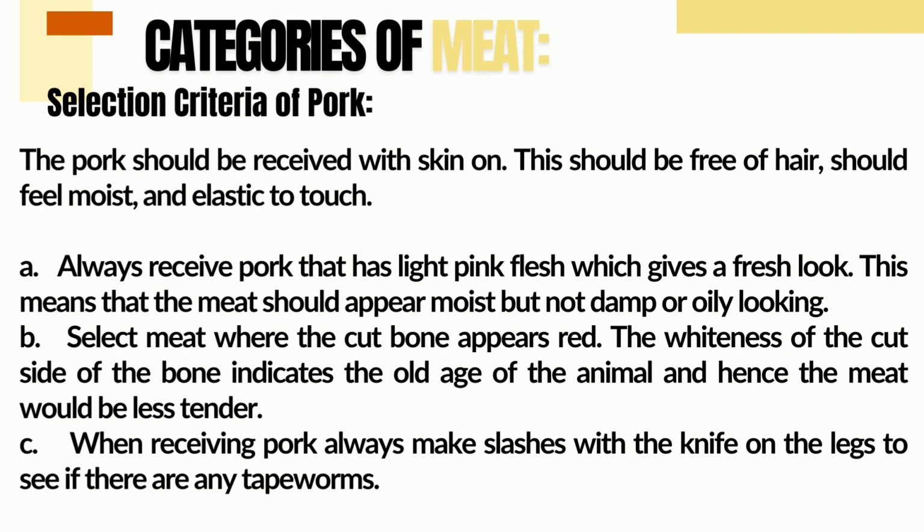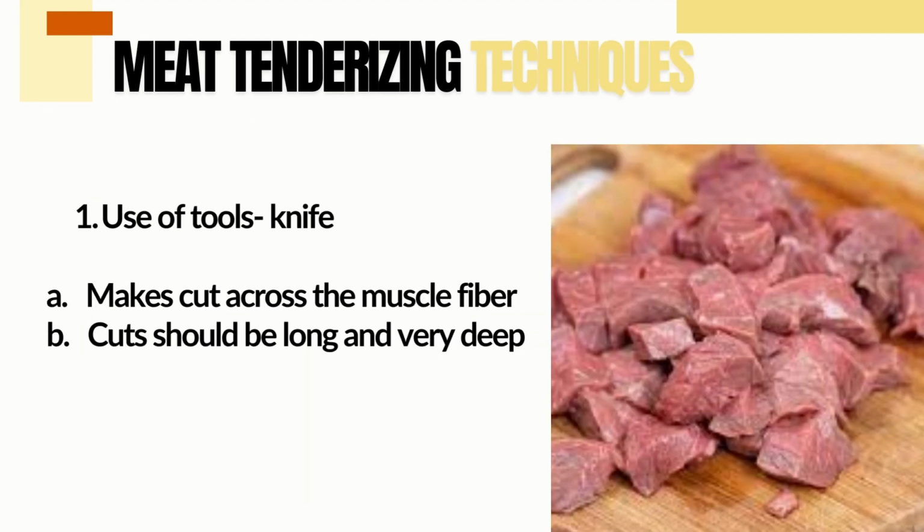B. Select meat where the cut bone appears red. The whiteness of the cut side of the bone indicates the old age of the animal, and hence the meat would be less tender. C. When receiving pork, always make slashes with the knife on the legs to see if there are any tapeworms.